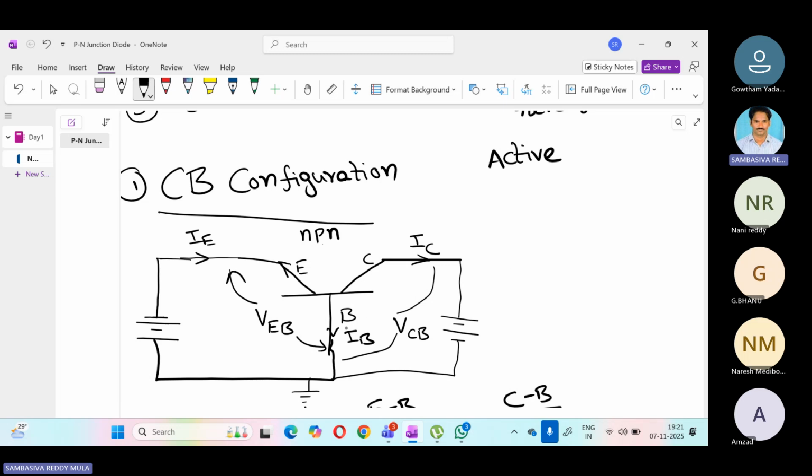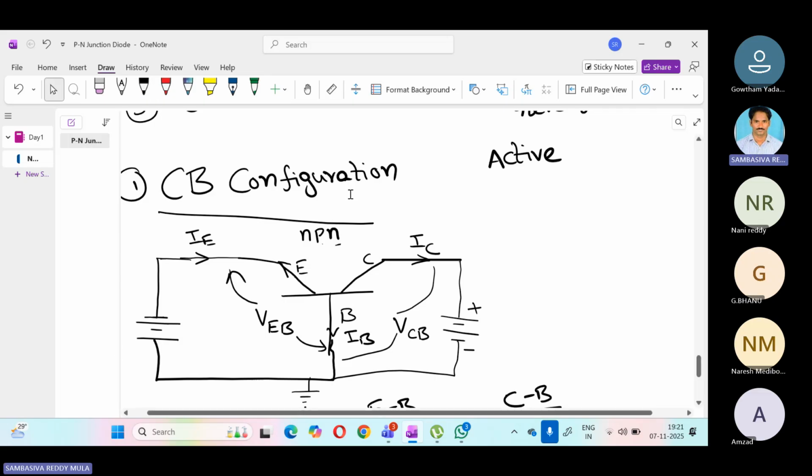Similarly, collector to base. The collector terminal is N type material connected to the positive terminal of the battery, and the base is P type material connected to the negative terminal of the battery. So collector to base is said to be in reverse bias. So in the common base configuration, we need to apply the external DC voltage like this. Then only is the transistor said to be in the active region.